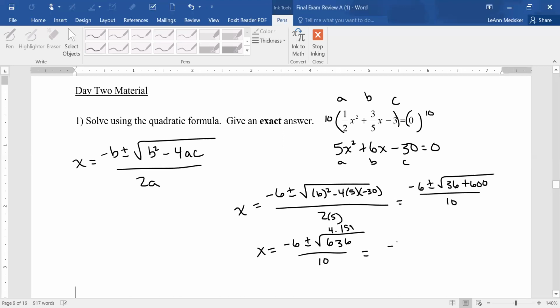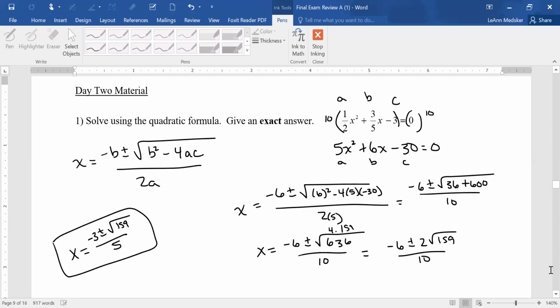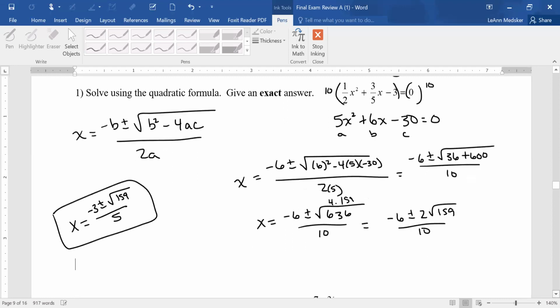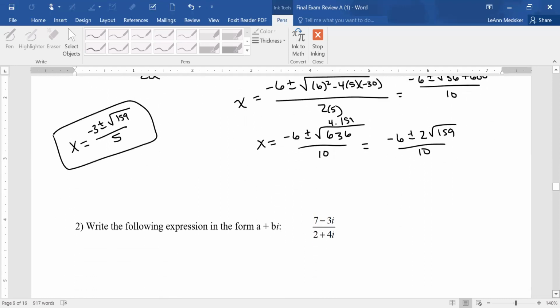So this is going to be negative 6 plus or minus the square root of 4, which is 2, on the square root of 159, all over 10. So in reduced format, we can reduce all the outside numbers by 2. So that is negative 3 plus or minus the square root of 159 over 5. So there is our exact answer, and there are 2 solutions because it is plus or minus.